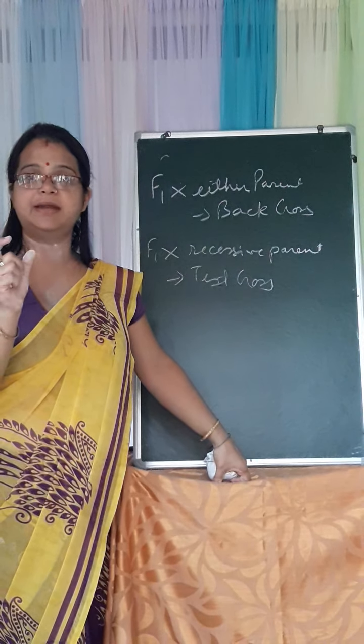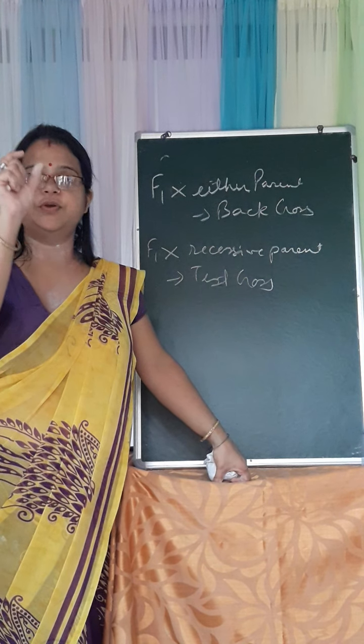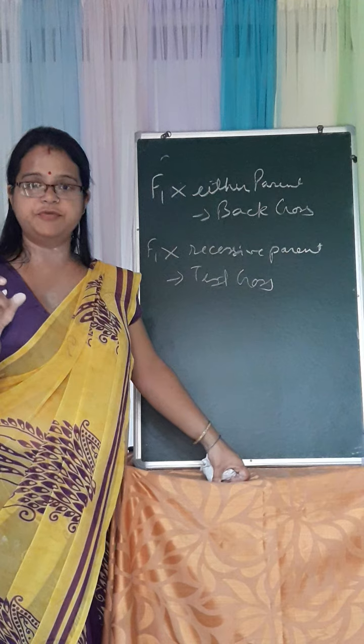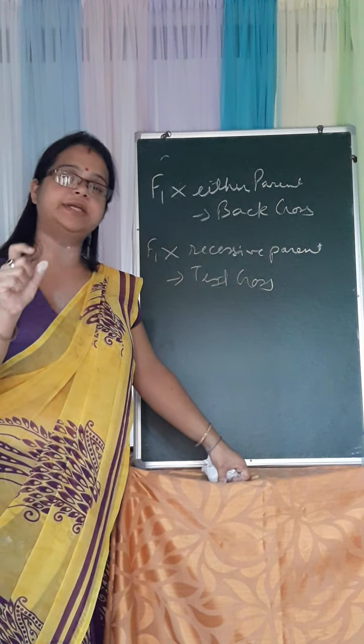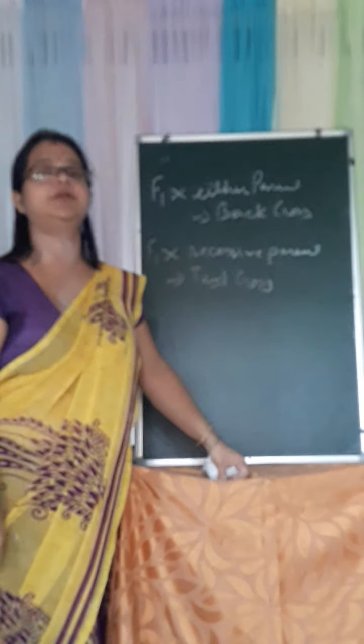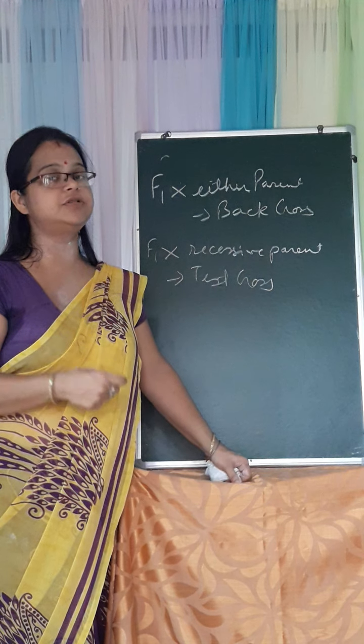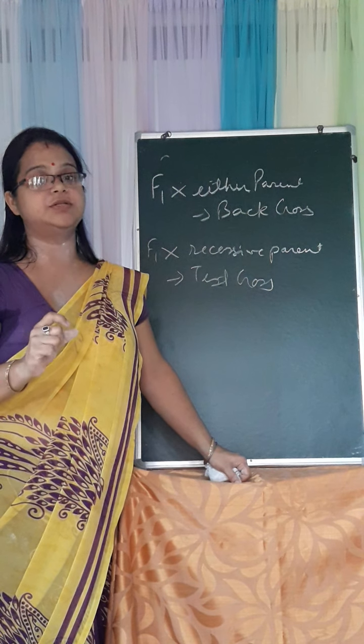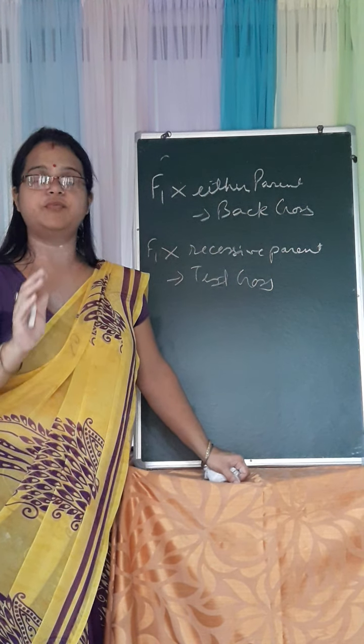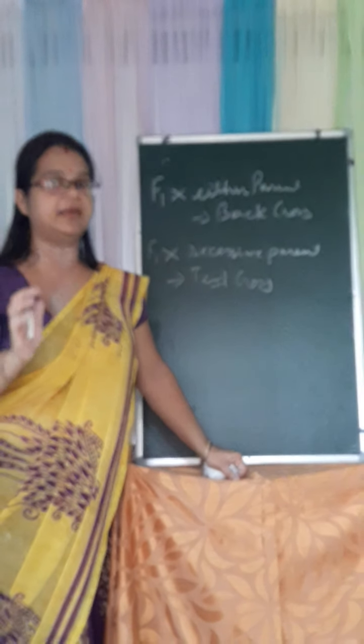When we use the parents, the P1 generation, what is the phenotype? Tall, dwarf. F1 generation, capital T small t. So what is the phenotype? Tall. So you have to mention it as tall. In the F2 generation also the phenotypes are to be mentioned. So don't skip anything. Write each and every step properly, including the gametes.